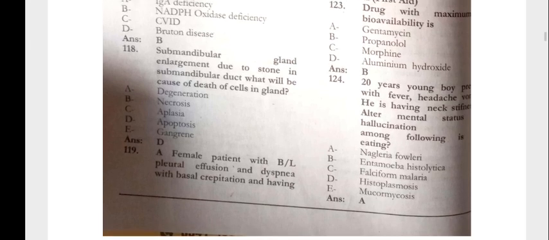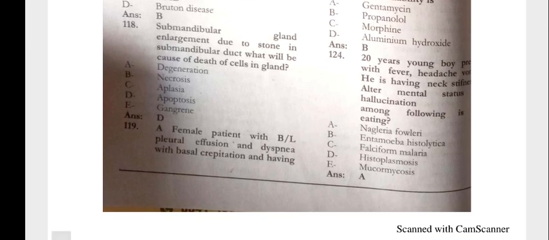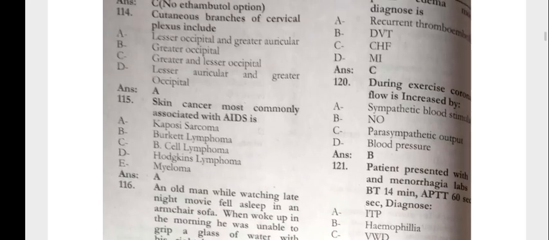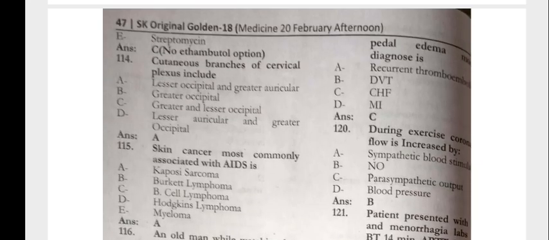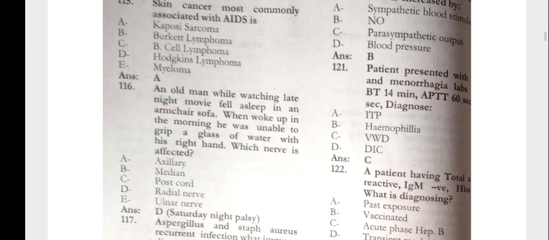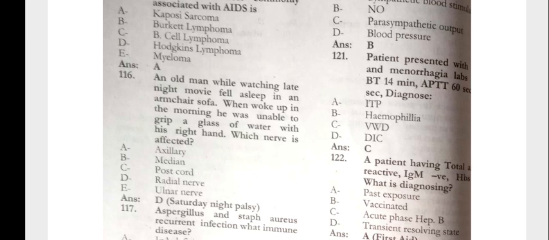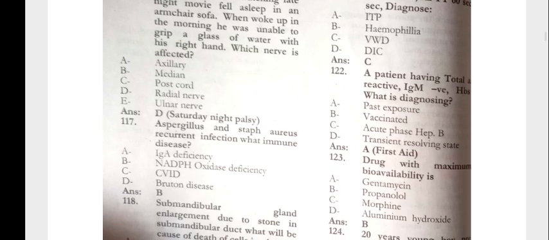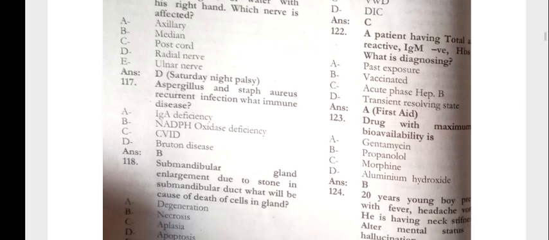That is apoptosis. The female presents with bilateral pleural effusion and dyspnea with basal crepitations and pedal edema. The most likely diagnosis is CHF. During exercise, flow is increased by nitric oxide. The patient presented with menorrhagia. Lab shows this is von Willebrand disease. The patient having IgM negative, HBs positive. What is the diagnosis? That is past exposure.